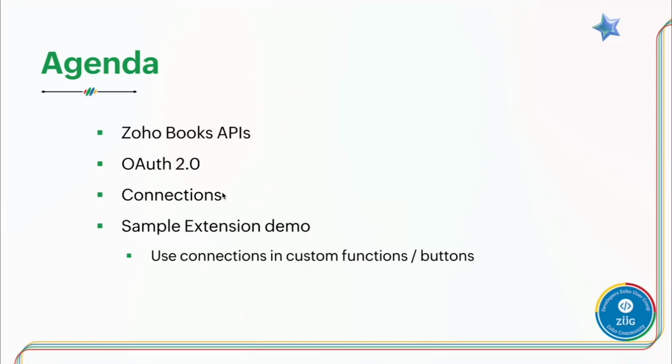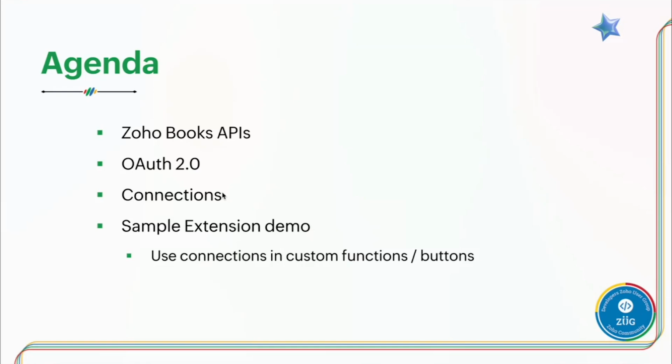Once we have the APIs of any service, we need a communication channel which will help us create a handshake between Zoho Books and the service on the other end. To establish this communication, we have a connections feature available in the Zoho Books Developer Portal, which will establish an authorized connection between Zoho Books and the other services.